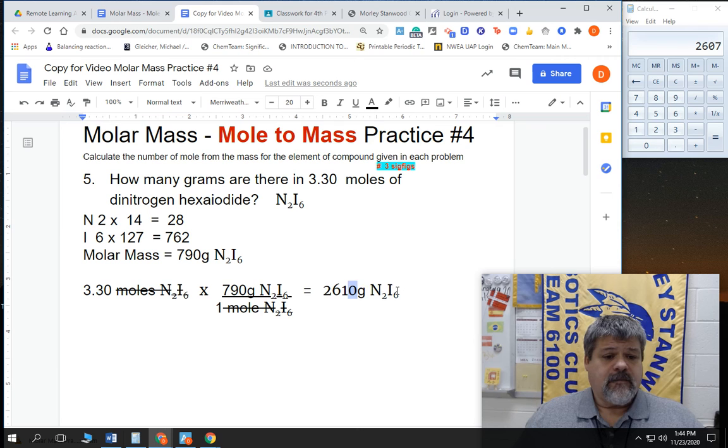So there's our answer. Go ahead and highlight it. And then we're done. So 3.3 moles of dinitrogen hexaiodide weighs 2,610 grams.